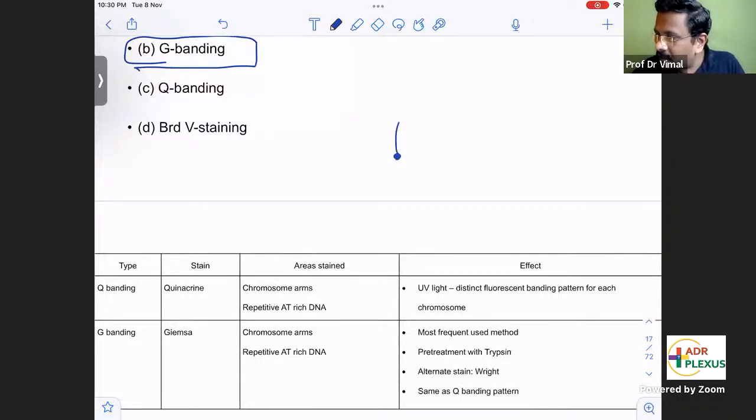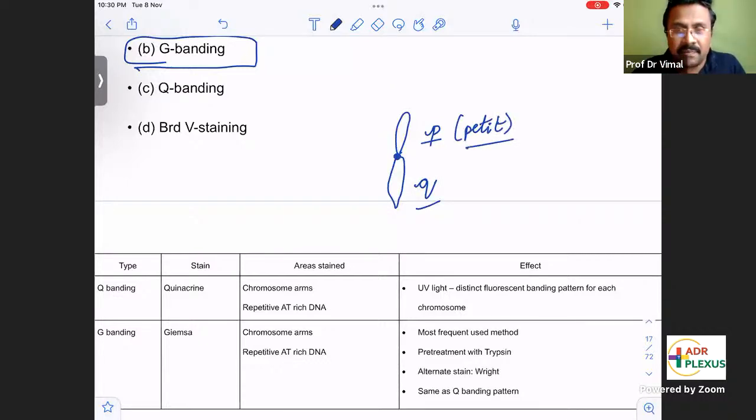Normally when you will be reading about the chromosomes, you will be seeing that there will be a centromere and one short arm. The short arm you will be denoting as P, and the long arm you will be denoting as Q. P means petit. In French, petit means small. So P means short arm and Q means long arm.